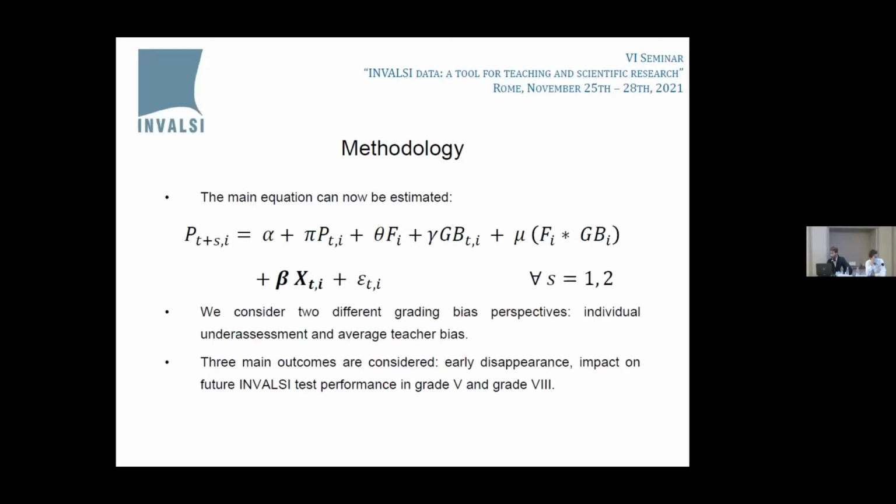Three main outcomes are considered in this case. The first one is disappearance from the sample. Although here I'm going to skip this and I'm just going to focus on the impact on the future performance in the INVALSI in grade 5 and 8. So the second and the third period that I observe in the data set.